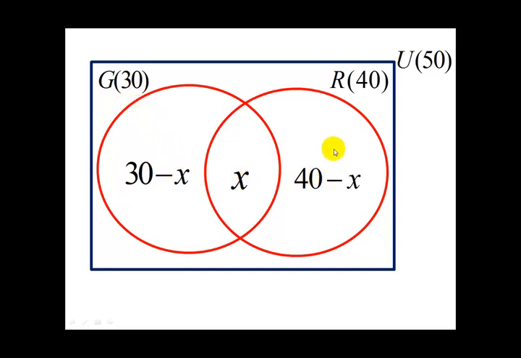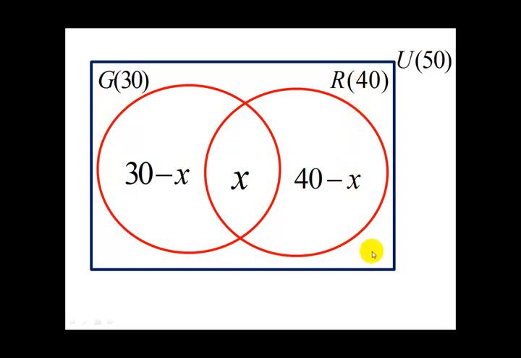Now, if you want to know the number of traders who sell only rice, you have to subtract X from 40, and that is how we have 40 minus X. So the number of traders who sell only rice is 40 minus X. The number of traders who sell both gari and rice is X, 30 minus X is only gari, and 40 minus X is only rice.